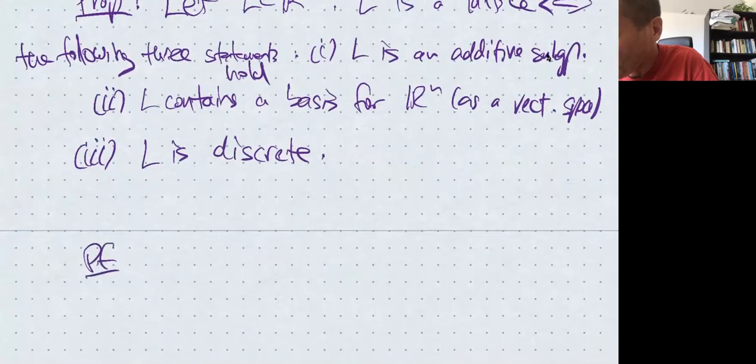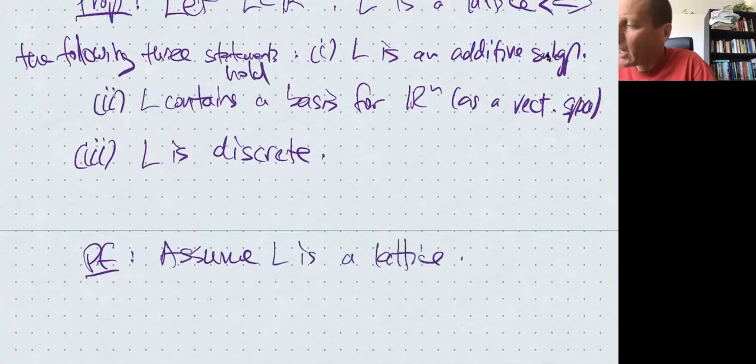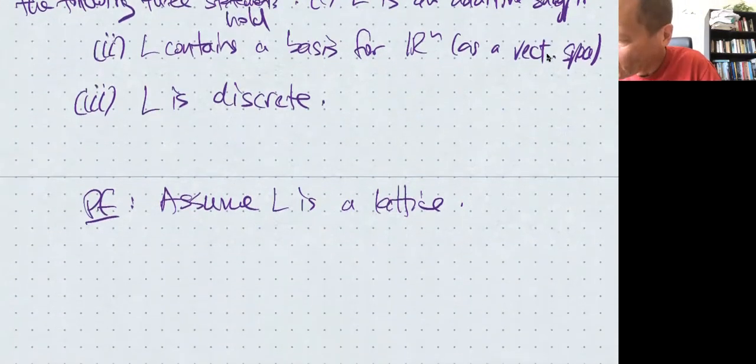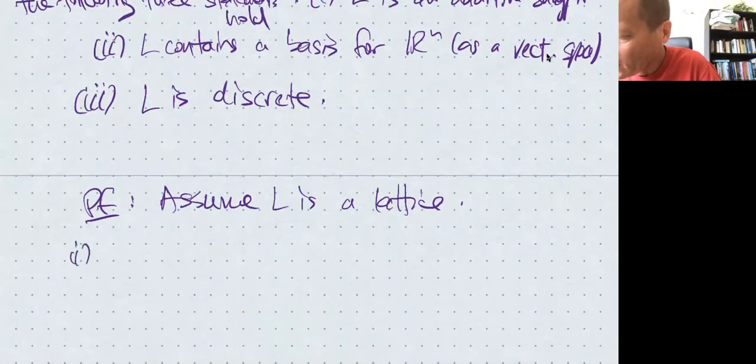Okay, proof. Let's assume L is a lattice. And we want to prove 1, 2, and 3. So remember that the definition of a lattice is that it's a Z-span of a linearly independent set. So a Z-span is obviously closed under addition and subtraction, and obviously contains a basis because we assume that it's a Z-span of a basis. So 1 and 2 are immediate.